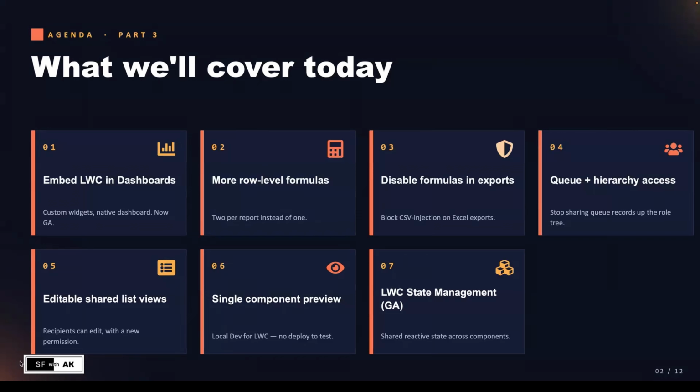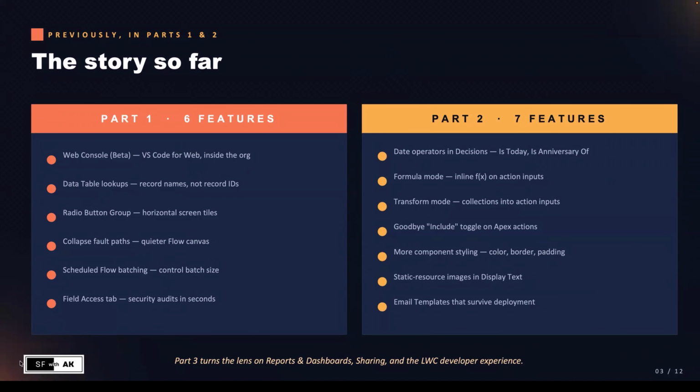Before we dive in, let's do a quick recap of part 1 and 2 for anyone who is just joining. In part 1, we covered 6 broad features. Web console, the new VS Code for Web IDE inside the org itself, no local install is needed. Then data table lookups that show record names instead of IDs. Then the new radio button group component, which allows us to do multiple things in a single component. Then collapsing fold paths for a cleaner canvas. Then scheduled triggered flow, which allows us to now set the batch size instead of the 200 record default. And the new field access tab in Object Manager.